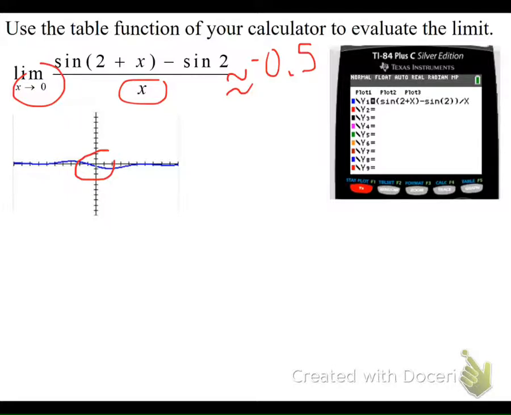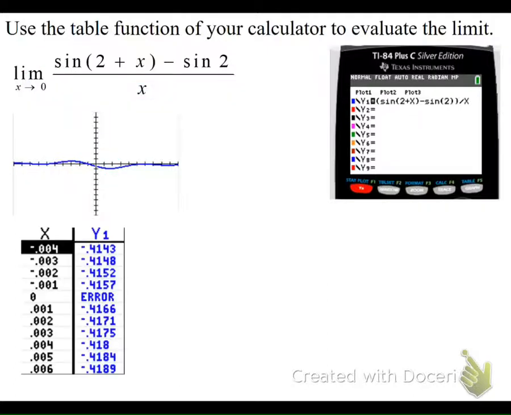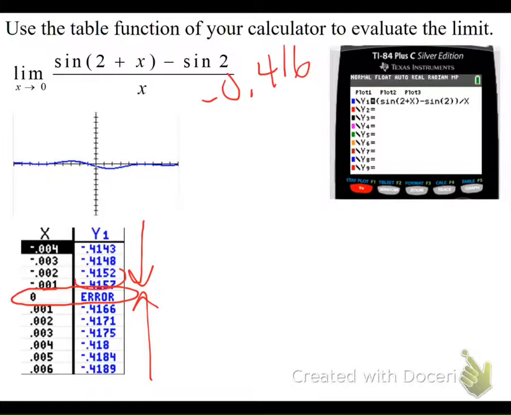All right, here's how we could fudge that. I'm going to go to the table function of my calculator. And if I look at the table function and I count by 0.001s, and I'll show you how to do that, then I get a better estimate. Now look at when x is 0, what does my height appear to be getting closer to? From both sides, the left-hand limit and the right-hand limit, it looks like it's approaching negative 0.416 or 7, something in between there. And that's a much better estimate.